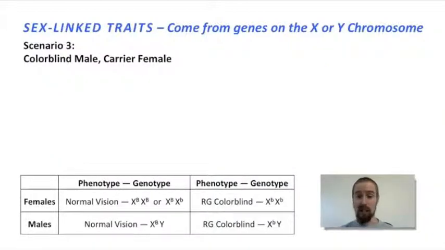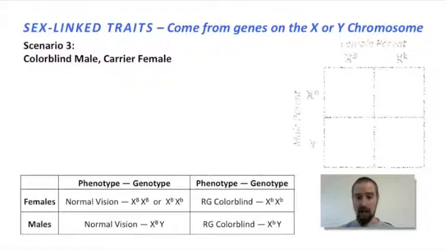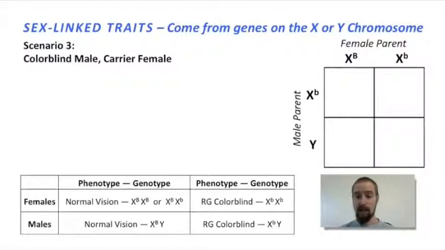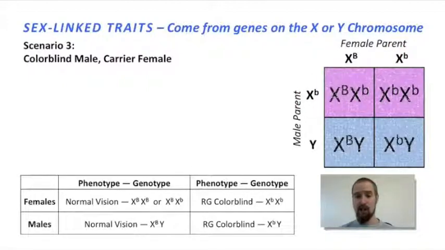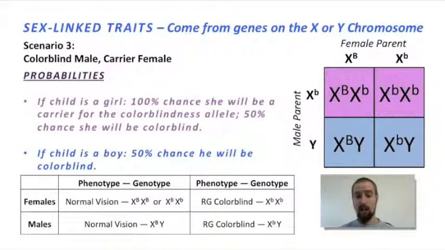And if the male parent is colorblind, with only one copy of the colorblindness allele, and the female parent is a carrier, not colorblind herself, but with only one copy of the colorblindness allele in her genes, then there is a 50% chance that any child conceived by these parents, boy or girl, will also be colorblind, and a 100% chance that a female child will have at least one copy of the colorblindness allele.